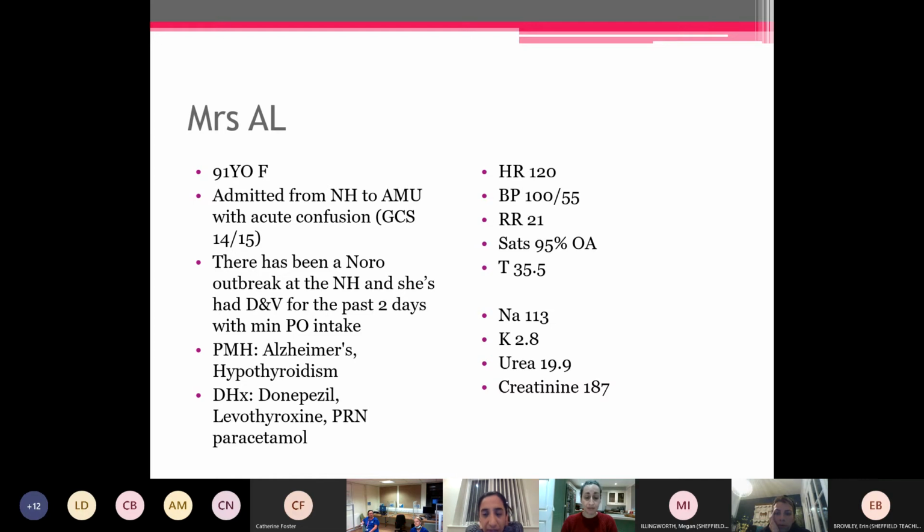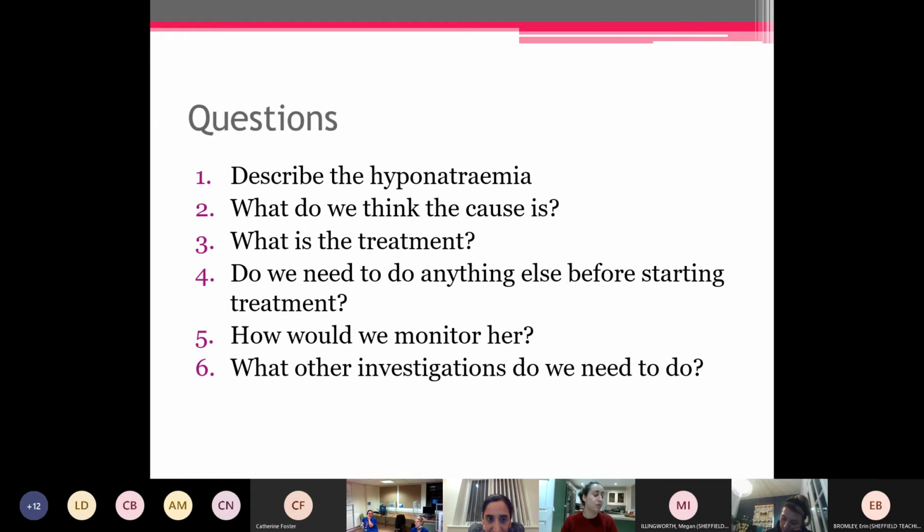And to rule out infection. Sorry, what was that last one? Stool sample, thinking infection. Yeah, but from a sodium point of view, any more specific investigations? We'd want to do a TSH because hypothyroidism is also a cause of hyponatremia. Yeah. But we would be able to treat that whenever. We can do that whenever. We want to give her fluids regardless, don't we?